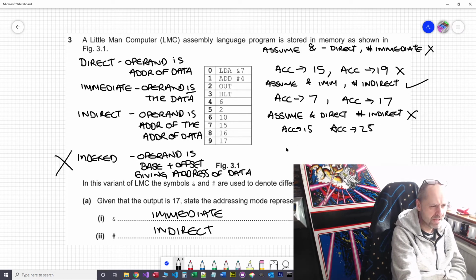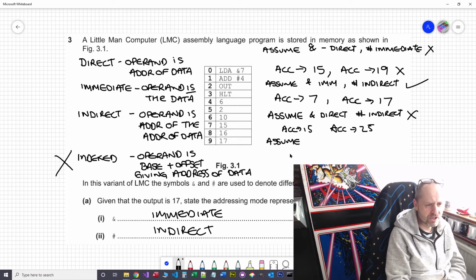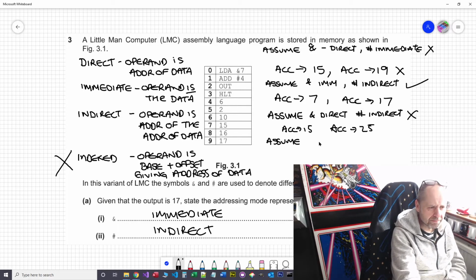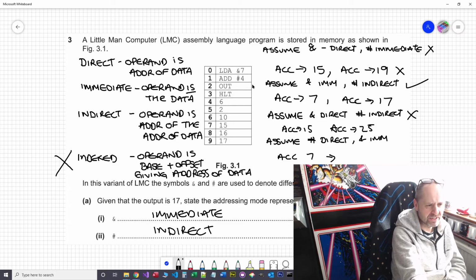So let's try some more. Let's assume, I'm just double checking to make sure they haven't screwed it up. Okay, what have we got? Let's try hash is direct this time, and ampersand is immediate. Right, so we say load 7 because we're going to say ampersand is immediate. So accumulator gets 7. Then we add 4 and we said direct. So what's at 4? Well, it's a 6. 6 and 7 is 13. So it's definitely not that.